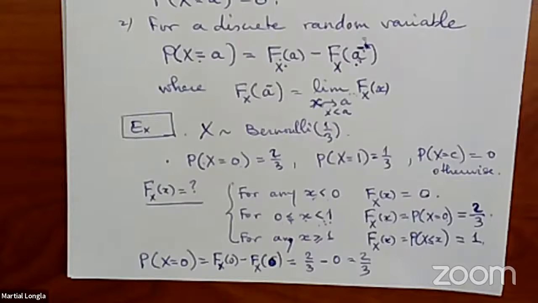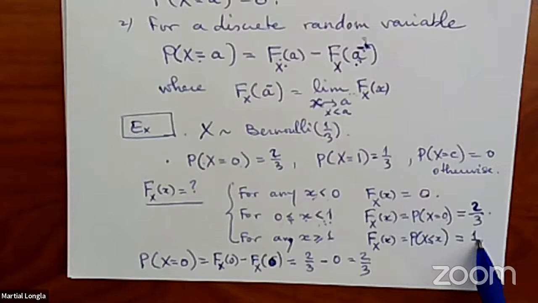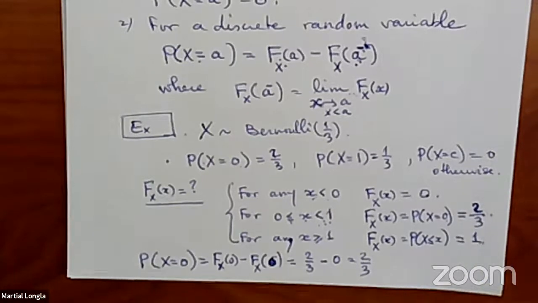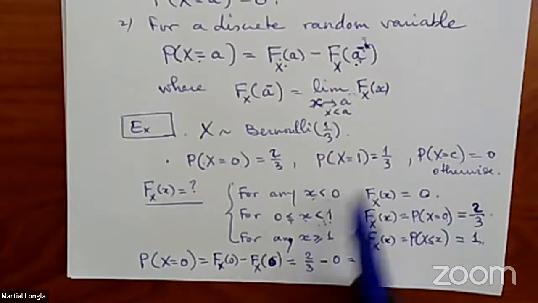Does that make sense? All right. And you can do that for 1 as well. For 1, you will have F of 1, which is 1, minus 2/3 as the limit from below. That is 1/3, equal to the probability that x is 1.